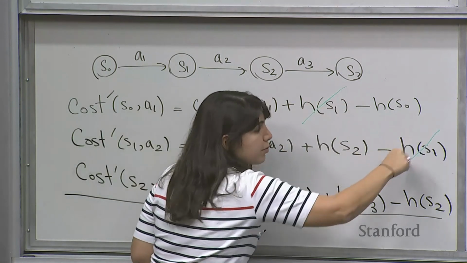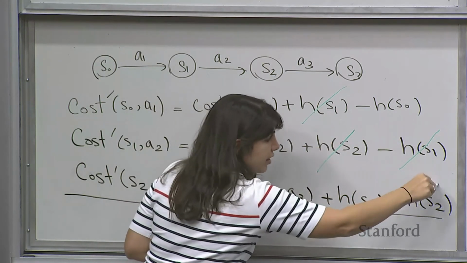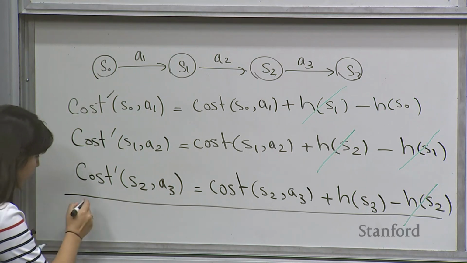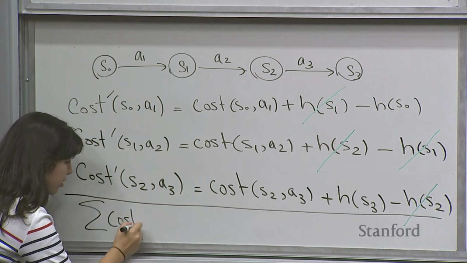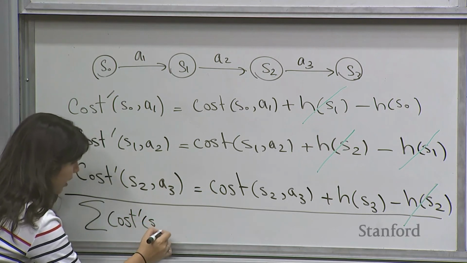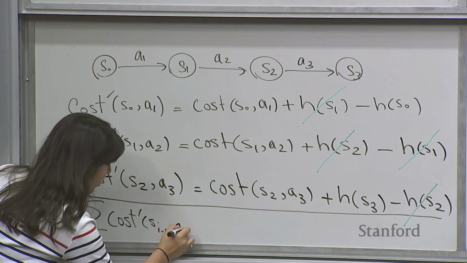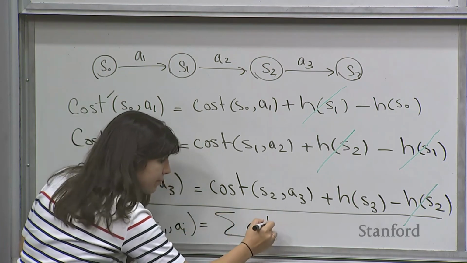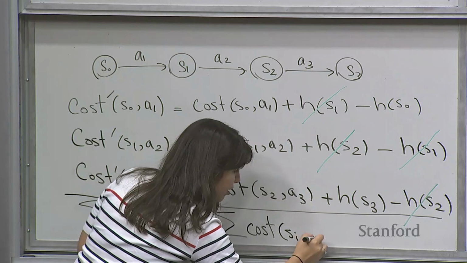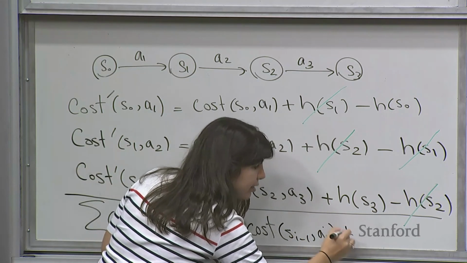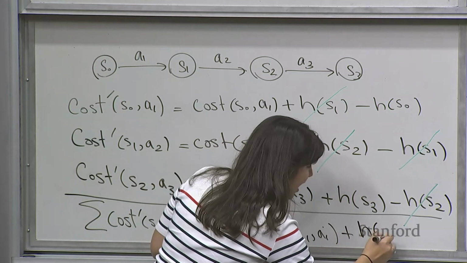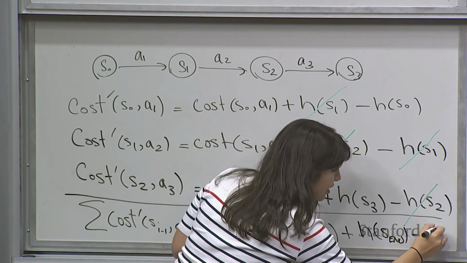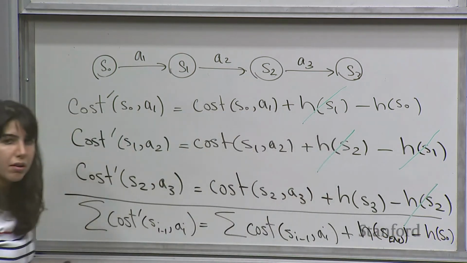This guy gets canceled out by this guy. This guy gets canceled out. This guy, right? And what I end up with is the sum of these new costs, these cost primes of S_{i-1}, A_i, is just equal to the sum of my old cost of S_{i-1}, A_i plus my heuristic at this last state, this end state, minus the heuristic at S0. Okay?